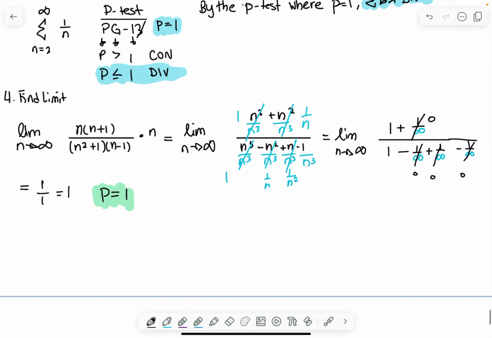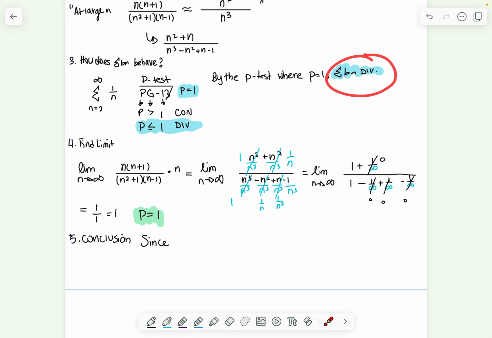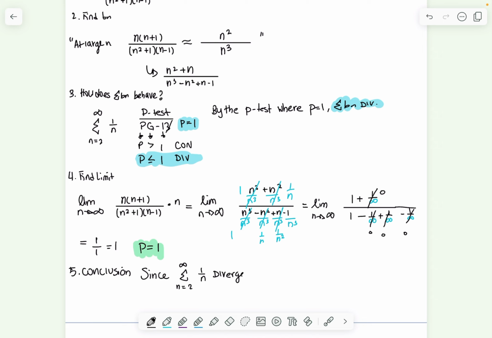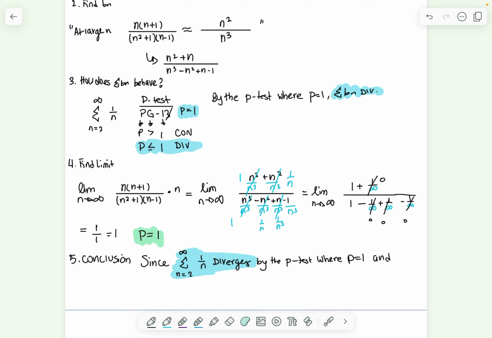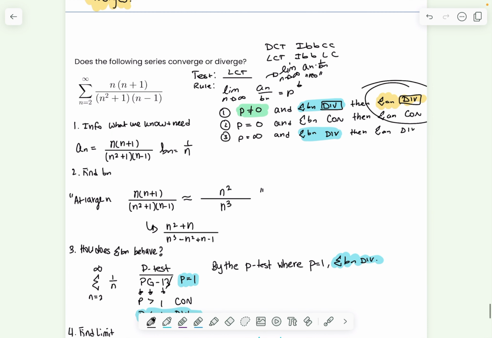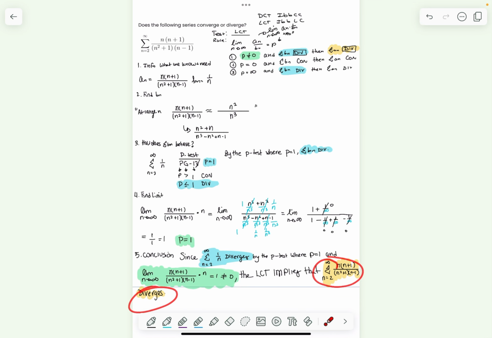That brings us to step number 5, which is to conclude in a nice beautiful sentence. So, since the blue part, the series b of n, where b of n is 1 over n, diverges by the p-test, where p is equal to 1, that's our blue part. And then our green part, I literally just take the limit, say what it's equal to and what it's not equal to. It's a non-zero number, that's our green part, comma, the limit comparison test implies that the given series a of n diverges as well. So here is our answer, and these are our justifications.